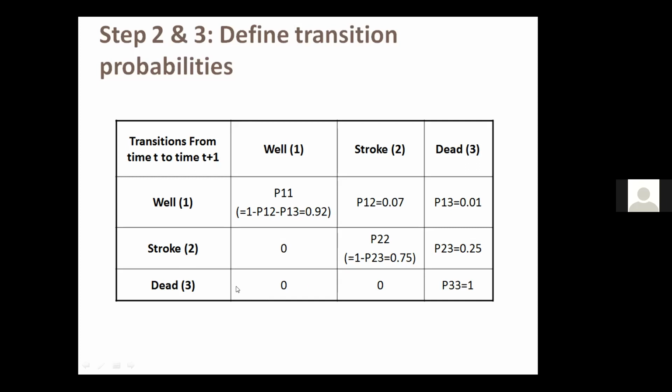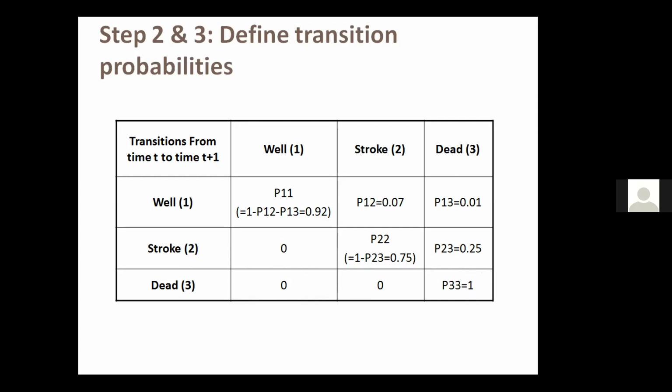So at the end, there will be no probability of stroke, because all are dead now. So P33 equals 1. Dead to dead is 1. The dead will always remain dead. The stroke people may become well, or become dead, but dead will not become stroke or well. So that is the idea.